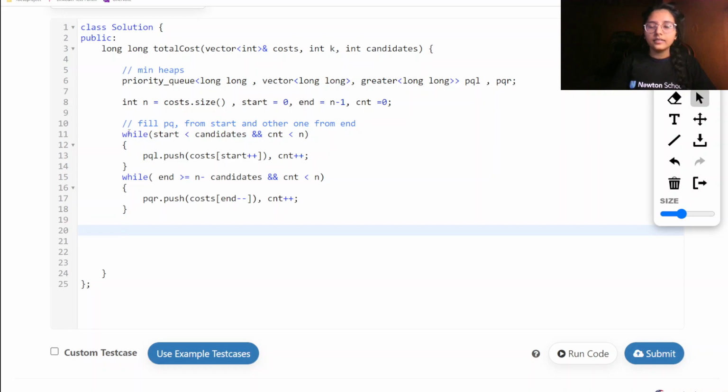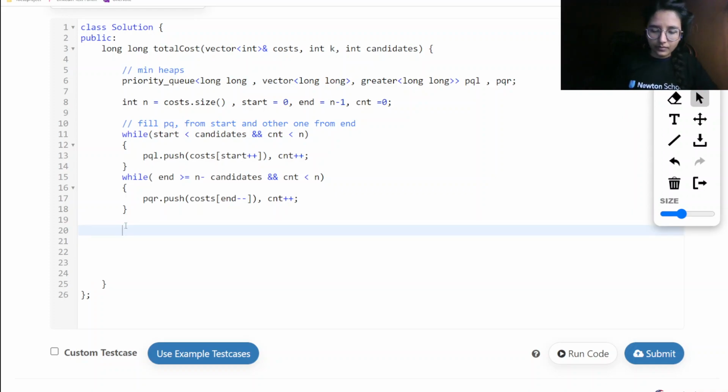Now comes the part that after this priority queue setup, we are required to go ahead with doing all the things, means checking the element which is smaller out of them. Why are we using this priority queue? We are using this priority queue so that we can figure out the smallest element from the first half and the second half, right? So now that's the part we are going to do.